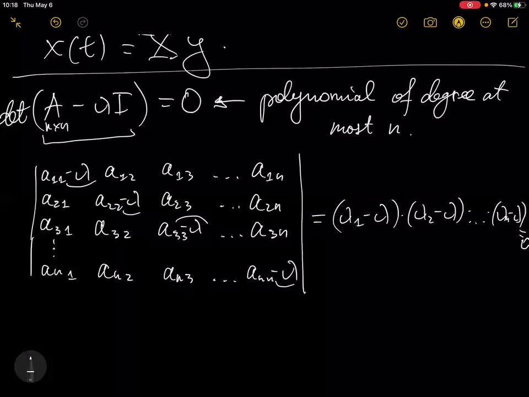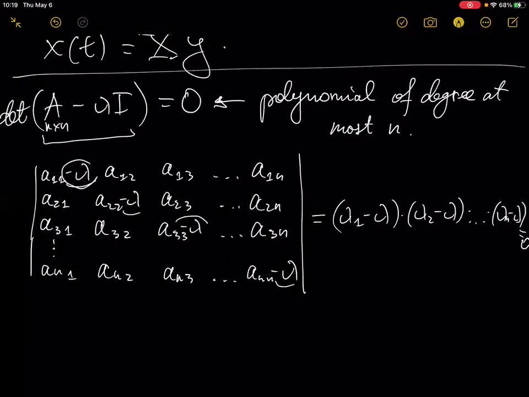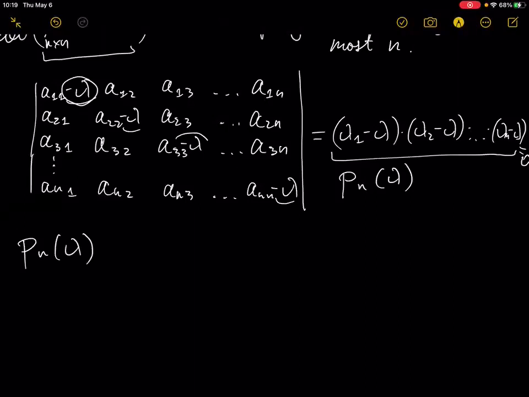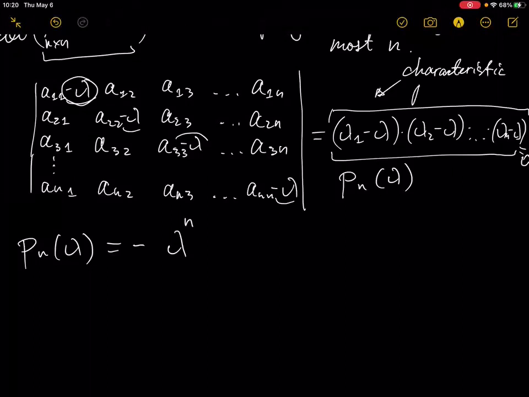Why? Because if you compute this determinant, you will see that the first term is a multiplication. Let me call this a polynomial of degree n in lambda. So what can we say about this polynomial of degree n? First of all, when you are multiplying these brackets, what can you tell me about the coefficient in front of lambda n? Yeah, by the way, this polynomial is called the characteristic polynomial.